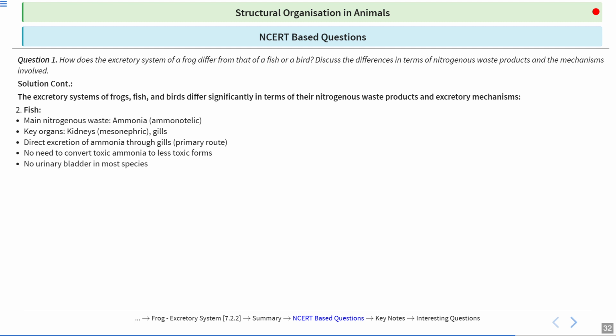No urinary bladder in most species, right? In the case of fishes, the urinary bladder is not there because they do not require to store that nitrogenous waste substance. They can remove it any time because they are living in the water.